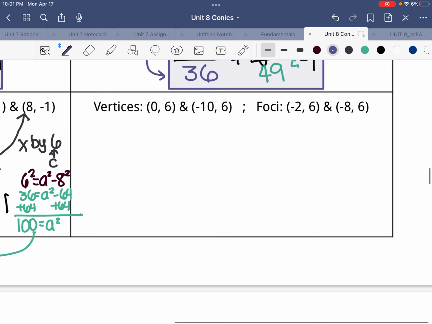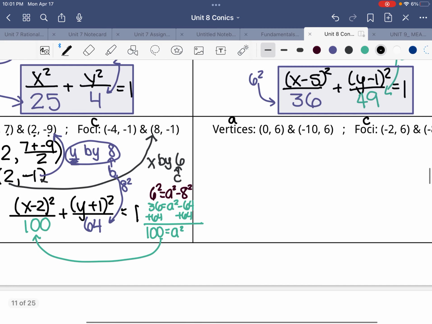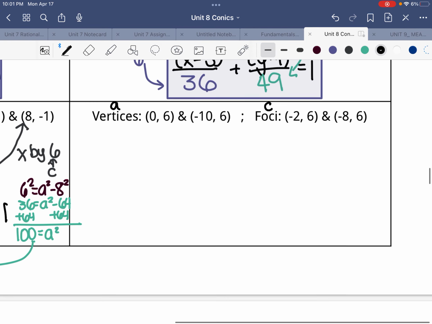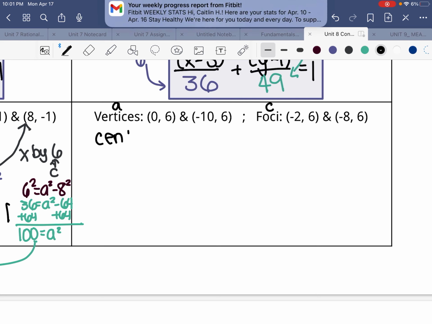Let's try it one more time though. This time I get the vertices and the foci. So if you want to automatically put A and C, like I could have put B and C here. That might help. I just needed to show you why that might help before we actually do it. So first things first, you have to find your center.